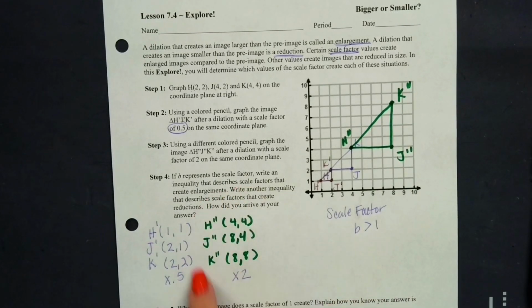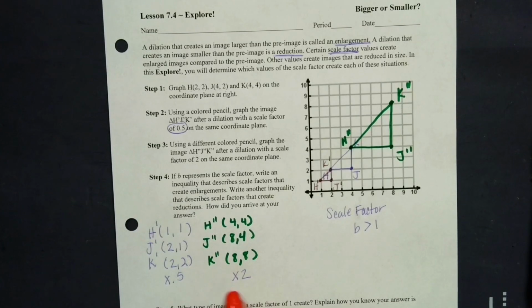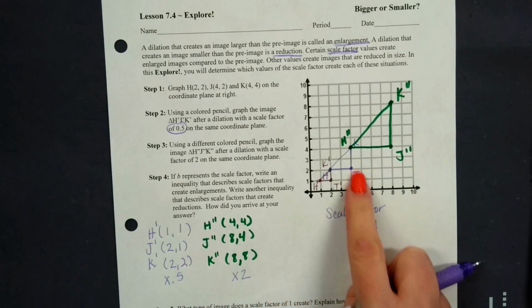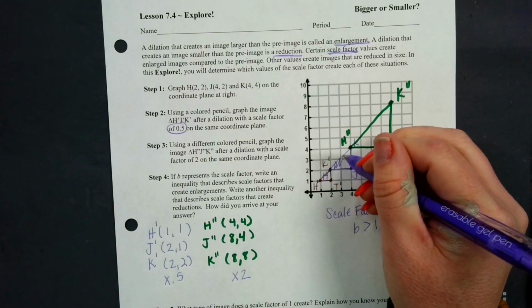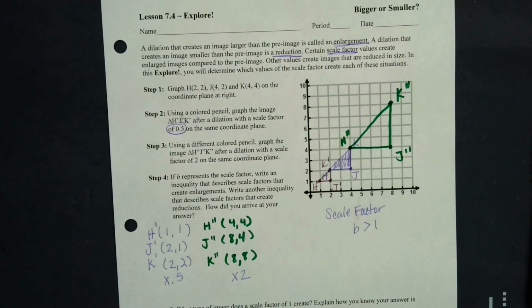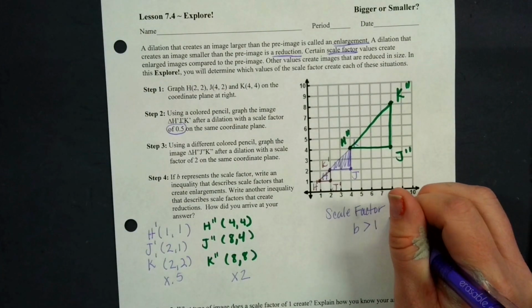This one right here, this is greater than 1, right? Do you agree that the scale factor of 2 is greater than 1? So what did this shape give me? Did it give me a bigger shape or a smaller shape, compared to my original? Here's my original. Did my green one give me a bigger or smaller shape? Bigger, so this is an enlargement.